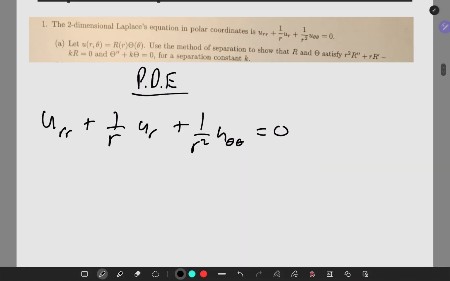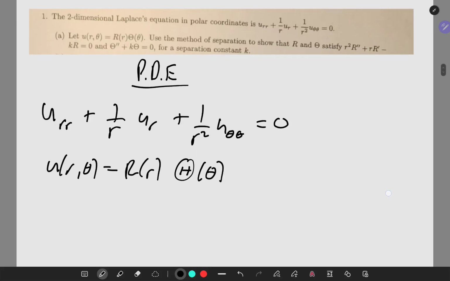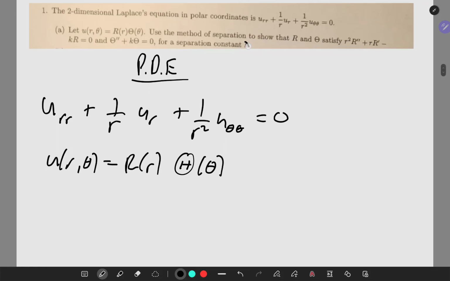So it says, let u of r, theta equal R of r times Theta of little theta. Use the method of separation of variables to show R and Theta satisfy those two equations. Those are the answers, so it gives us the answers. And it wants us to use k as our separation constant, which is fine. I know I showed using lambda in the last video, but they want us to use k. Actually, I'm going to stick to lambda for the sake of consistency.